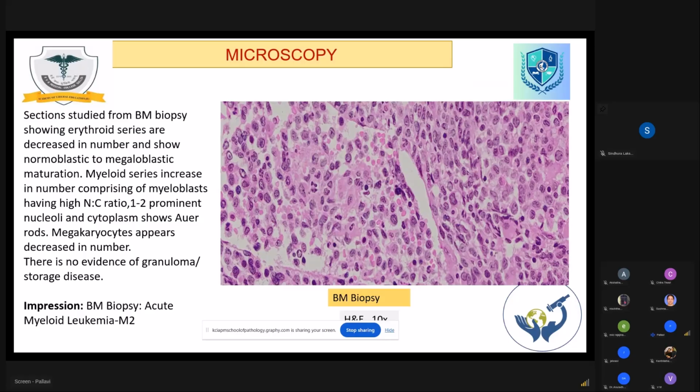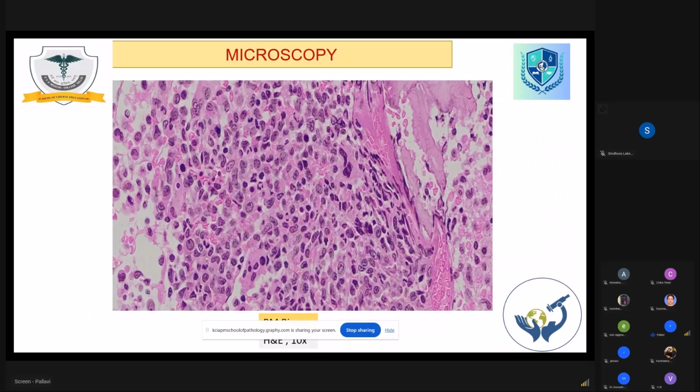Myeloid series increased in number, comprising myeloblasts having high N:C ratio, 1 to 2 prominent nucleoli, and cytoplasm showing Auer rods. Megakaryocytes appeared to be decreased in number, and there was no evidence of granuloma or storage disease. So the impression according to bone marrow biopsy was acute myeloid leukemia M2. On microscopy, we can see so many blast cells were present.